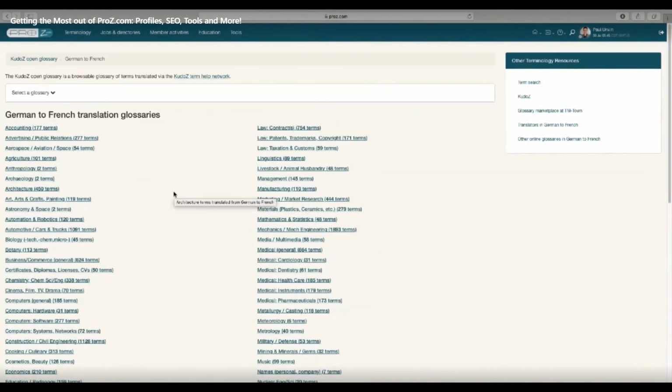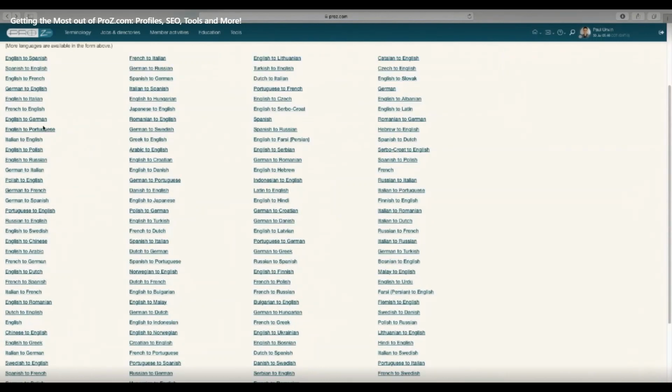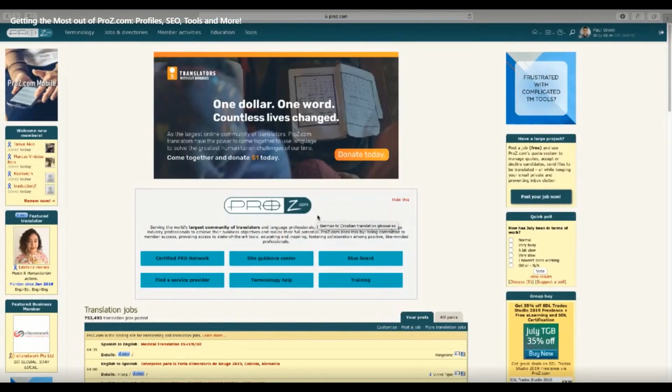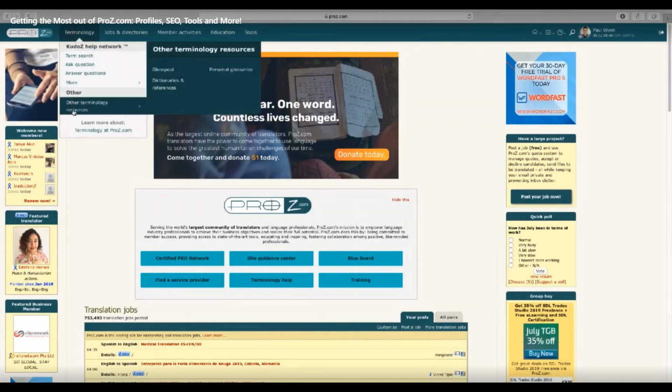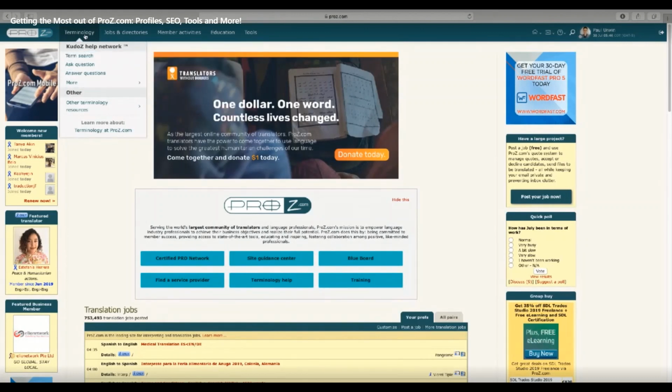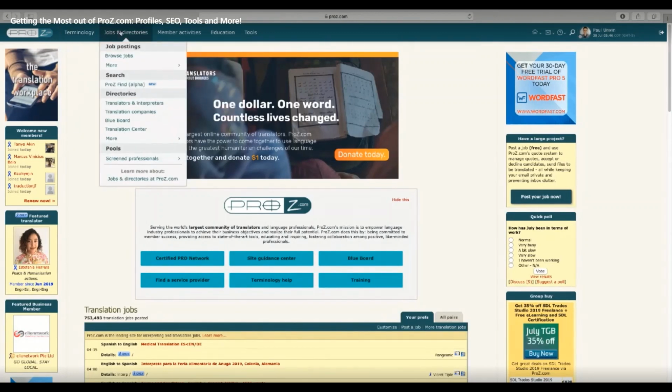Incredible source of information, incredible wealth of information there. So make sure that you are aware of what's available on the Proz.com platform, because this is something that could really, really help you. And this applies whether you are a paying member, whether you're a plus member, or whether you are not a paying member or a plus member. There really is so much information there. So that's terminology. Let's have a little look now at jobs and directories.